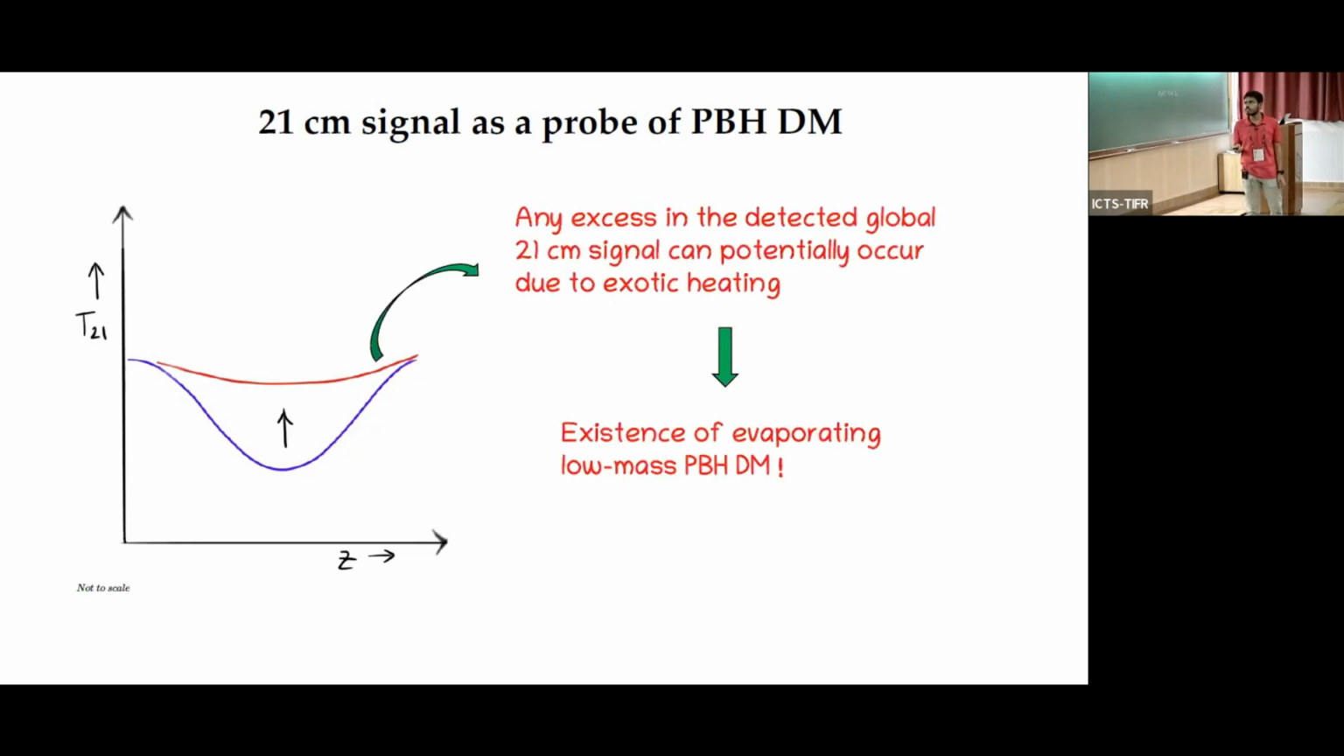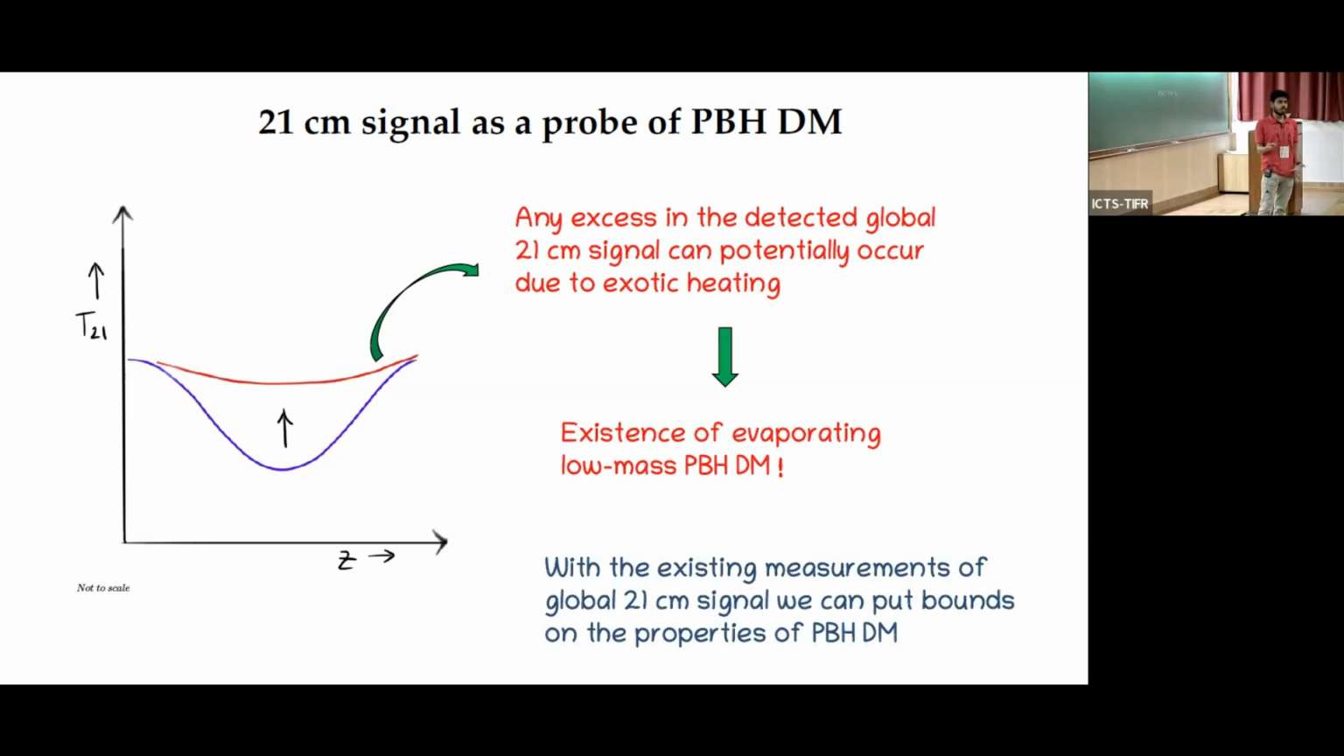So now the problem that you're facing is that you are getting an excess over the standard expected trough. And what that tells you is that any sort of excess in this signal actually tells you that there is a possibility that during these redshifts, there is an exotic heat injection source. And one example of that is primordial black hole. So if in future we have an excess in the global signal, we can in principle try to search for these guys.